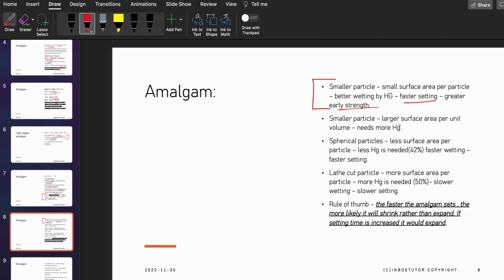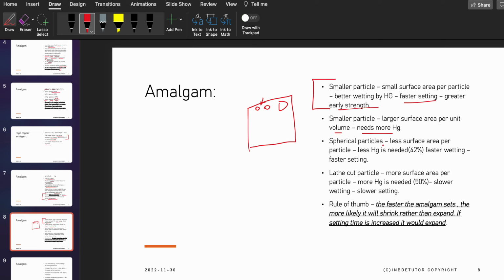So smaller particles have a larger surface area per unit volume and need more mercury. So what does this mean? These 2 points seem to contradict each other. If I say a smaller particle requires less mercury, but if I've got lots of smaller particles, they will have a large surface area per unit volume. So to wet this many smaller particles will require more mercury.